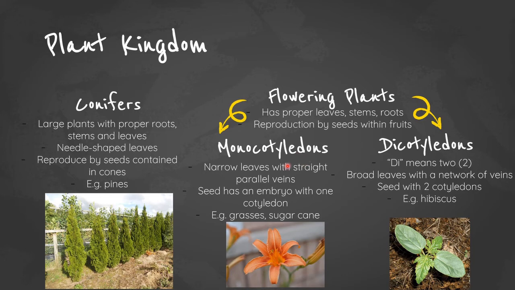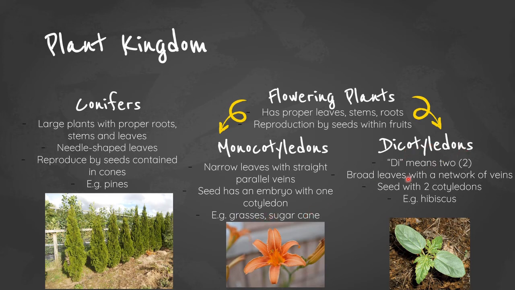Now, monocotyledons, their leaves tend to be narrow, with straight parallel veins. You can look in this picture, and if you look at the leaves, you see that there's a pattern of straight lines parallel to each other. These are the veins, so they have straight parallel veins in their leaves. These plants also have a seed which has an embryo with one cotyledon. And an example of this are grasses or sugarcane.